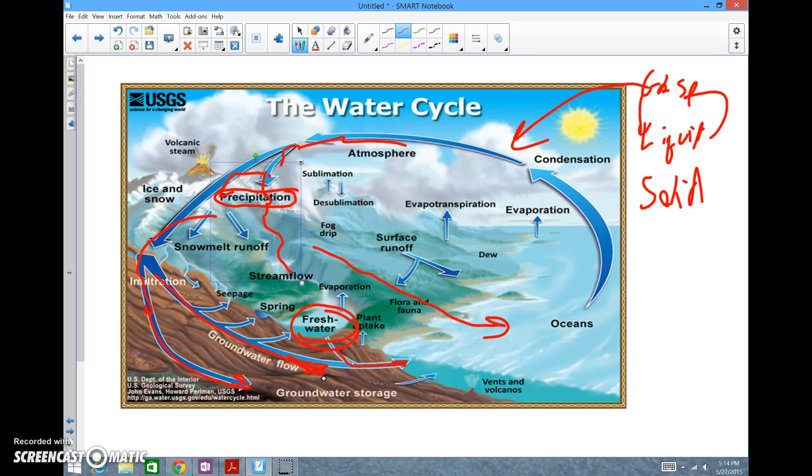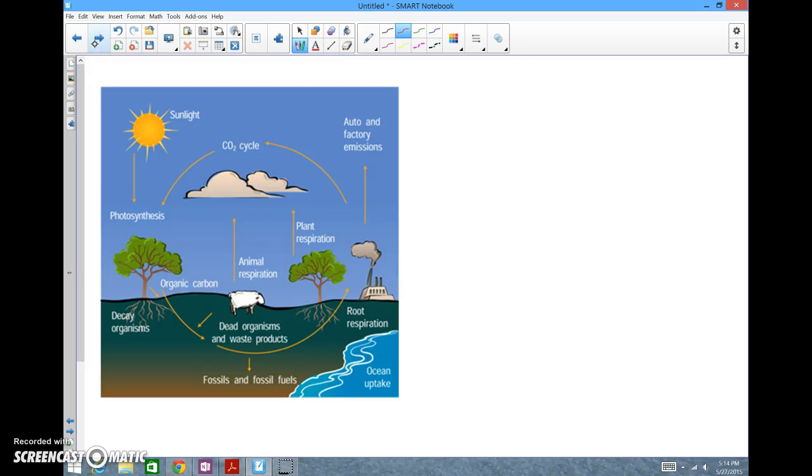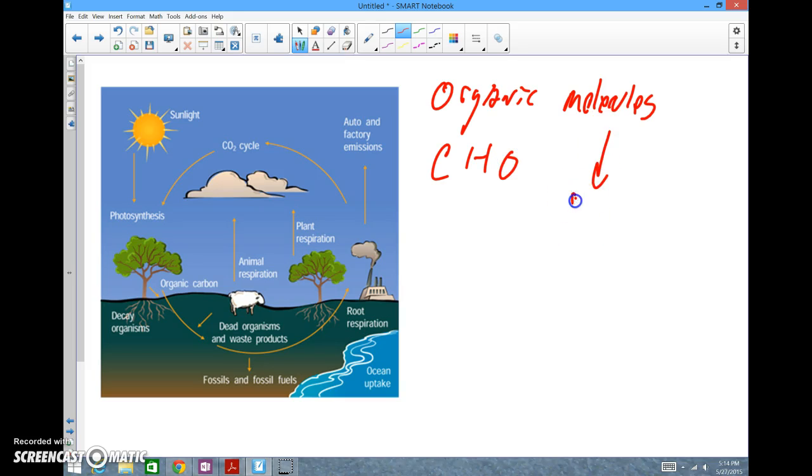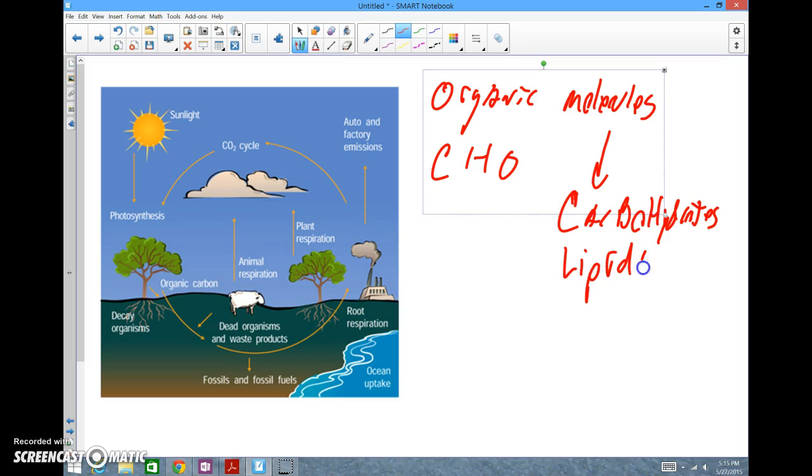Okay? Now the carbon cycle is in some ways a little simpler, but also a little more complicated. So the carbon cycle is basically dependent on a couple of things. It is based upon organic molecules, which hopefully you remember are made of carbon, hydrogen, and oxygen. And they include things like carbohydrates, lipids, nucleic acids, and also amino acids.